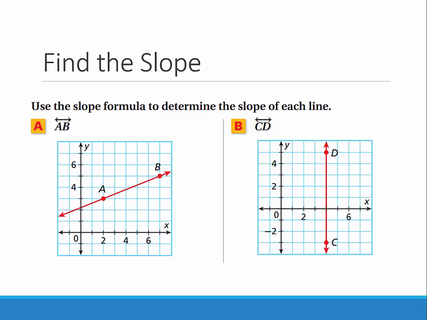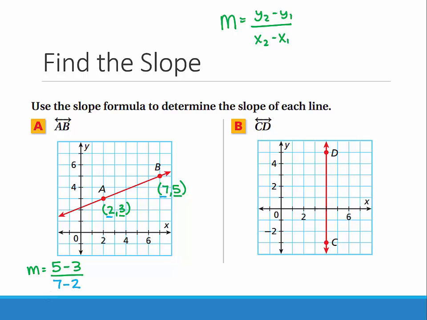Use the slope formula to determine the slope of each line. The slope formula is m, which stands for slope, equals y2 minus y1 divided by x2 minus x1. We look at our 2 points here. Point A is at 2, 3, and point B is at 7, 5. All we have to do is plug it in. My slope is going to be my second y value, and it doesn't really matter which one you make second, so let's say 5. I'm going to do 5 minus 3, and then divide that by my x values, so 7 minus 2.